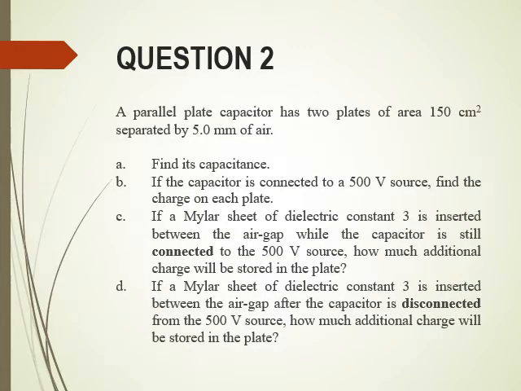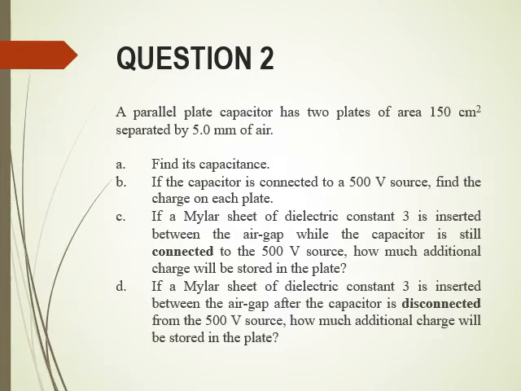A parallel plate capacitor has two plates of area 150 cm squared separated by 5 mm of air. Question A. Find its capacitance. B. If the capacitor is connected to a 500 volt source, find the charge on each plate. C. If a mica sheet of dielectric constant 3 is inserted between the air gap while the capacitor is still connected to the 500 volt source, how much additional charge will be stored in the plate?